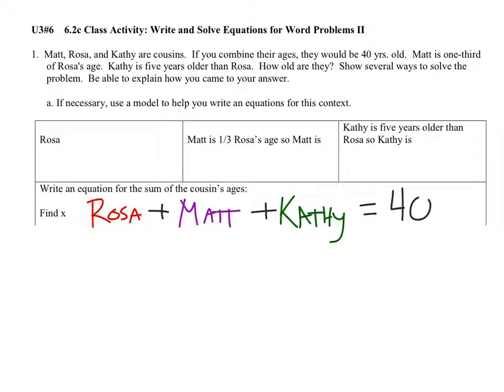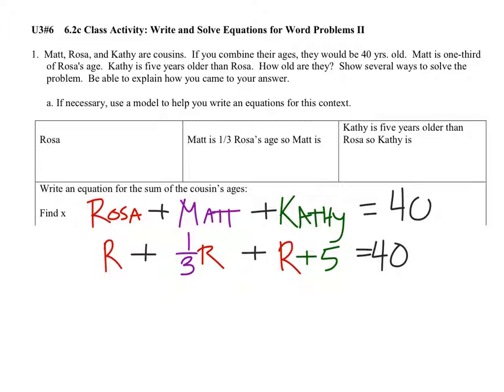Well, we don't know how old each of them is yet, but we know how old they are in relation to Rosa. Rosa, we can just say is R. Matt, it says up in here, is 1/3 of Rosa's age. So we'll just take 1/3 and multiply it by Rosa's age. Kathy, on the other hand, is Rosa's age, but in addition to that, 5 more years. So we're just going to add all this together and hope that we get 40.